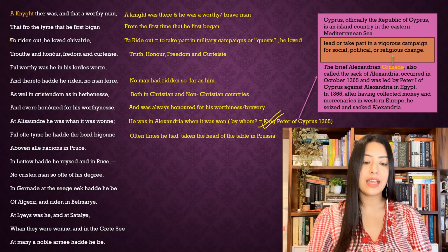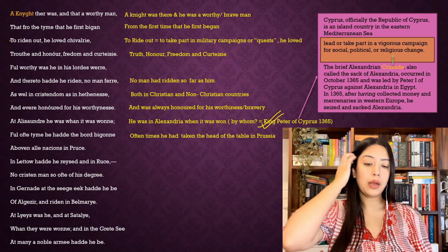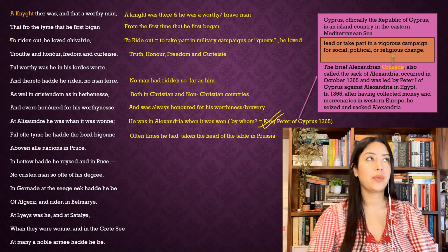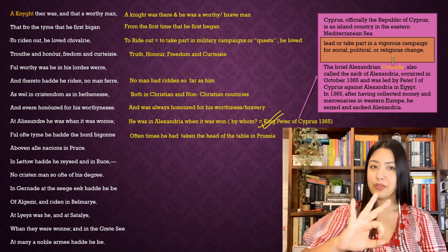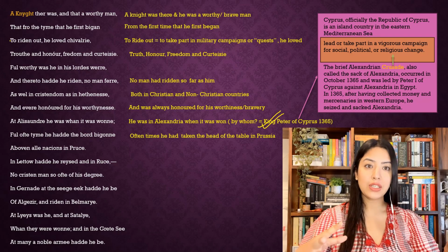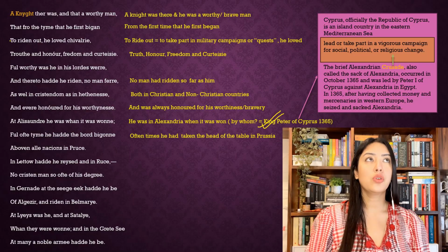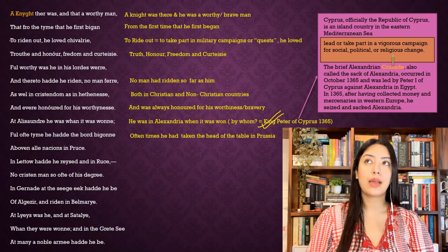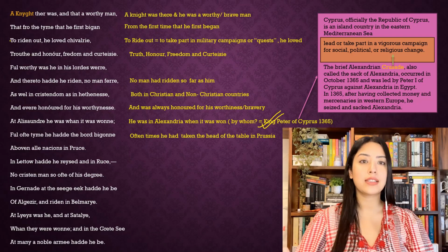Oftentimes he had taken the head of the table in Prussia. Prussia, I'll tell you this. He has taken the head of the table in Prussia. I'll give you an example. Imagine all of our different countries, they're part of different organizations, part of different institutions. So let's just take, for example, the World Health Organization. Let's just take an example.